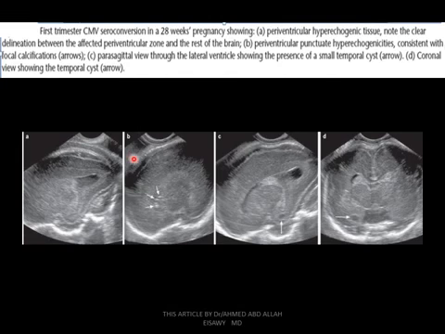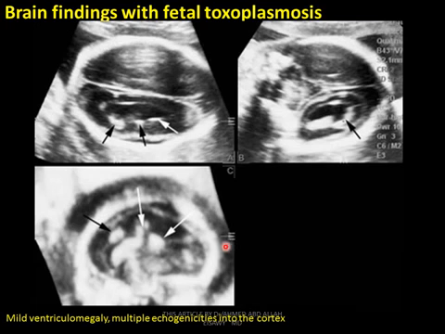First trimester cytomegalovirus infection at 28 weeks of pregnancy, showing periventricular hyperechogenic tissue, not a clear delineation between the affected periventricular zone and the rest of the brain. Periventricular punctate hyperechogenicity consistent with focal calcification. Parasagittal view shows the lateral ventricle with a small temporal cyst, and this coronal image shows the temporal cyst. This is cytomegalovirus infection, first trimester.